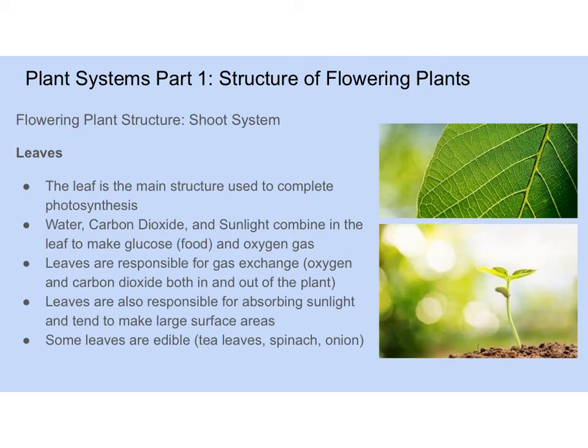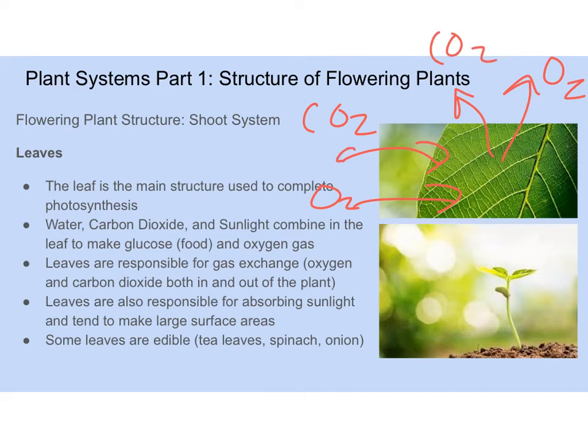Okay. So leaves are responsible for gas exchange. So what we have is when you look at a leaf, okay, you're going to have CO2 going into the leaf. You're going to have oxygen leaving the leaf, but you're also going to have oxygen going into the leaf and CO2 coming out. So really CO2 goes in and out, and oxygen goes in and out of the leaf. And that's where gas exchange occurs. We have lungs where it occurs in humans. In plants it occurs at their leaves.